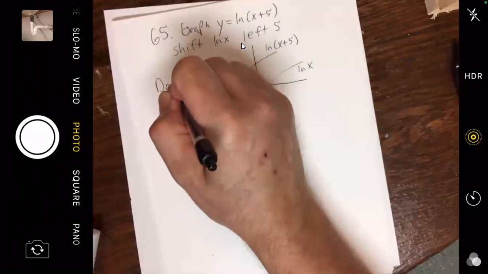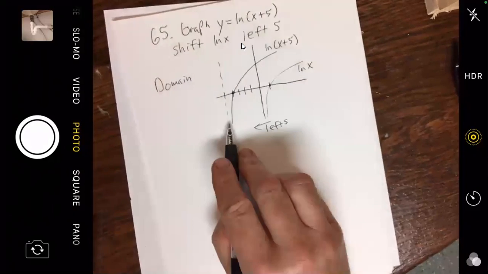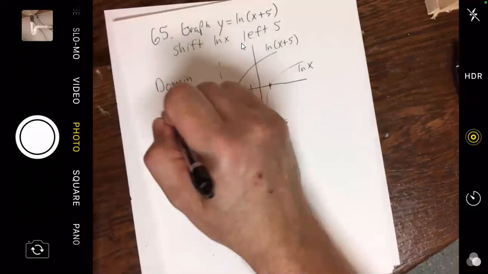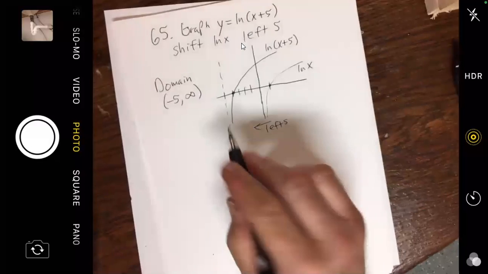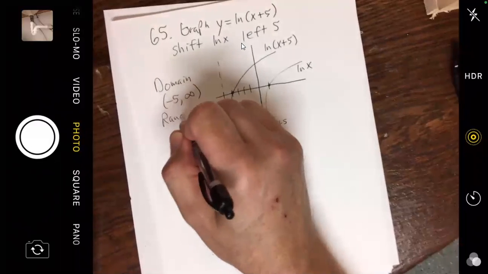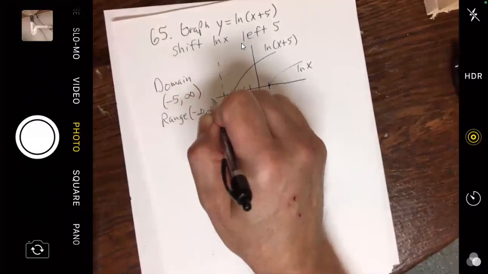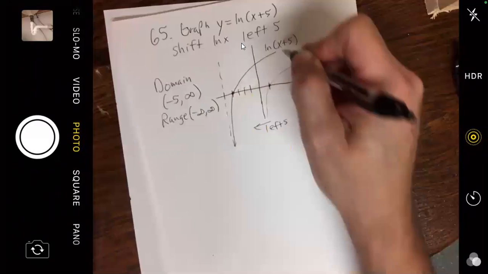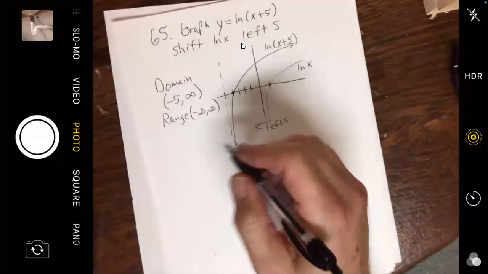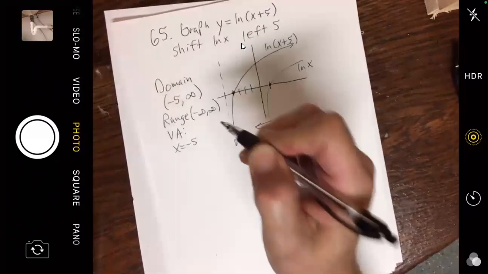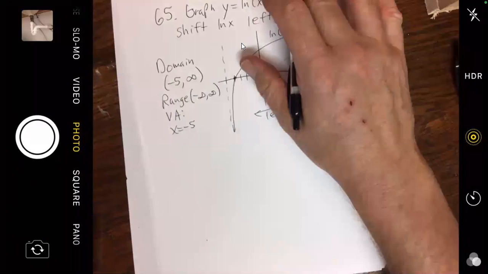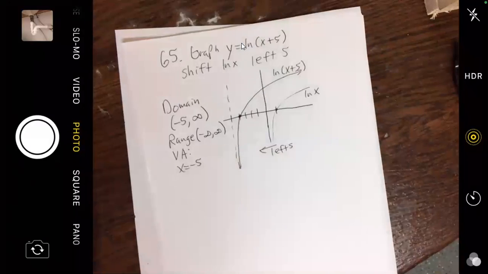For ln of x plus 5, the domain starts from this vertical asymptote and doesn't include it. That would be negative 5, comma, infinity. Range did not change: negative infinity to infinity. It's still going all the way up to positive infinity. The vertical asymptote is x equals negative 5. That's the kind of stuff they want for graphs of logs.